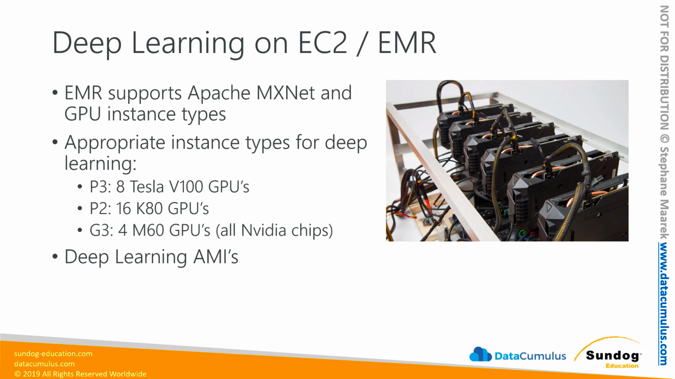So remember, if you're going to be doing deep learning, you want to be using instances that have lots and lots of GPU horsepower, because GPUs are really well suited for processing neural networks. Some choices might be the P3, the P2, or the G3. These all have various combinations of NVIDIA GPUs that are very good for accelerating deep learning neural networks. There are also deep learning Amazon machine images available in EC2, so if you want to build up your own cluster without using EMR, that's not too hard to do either.